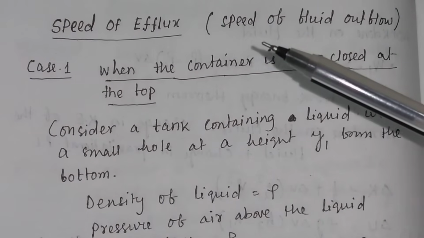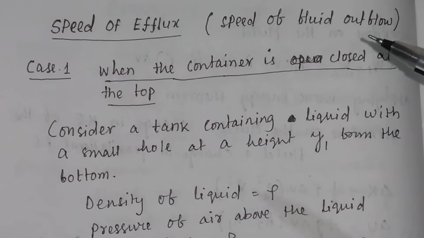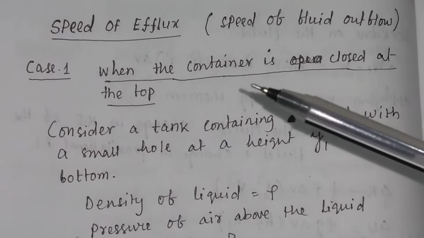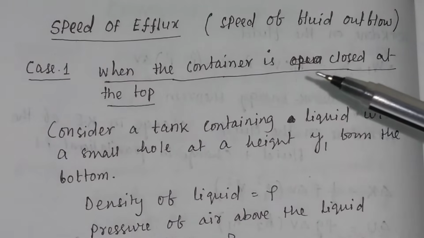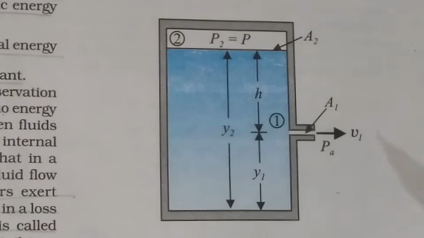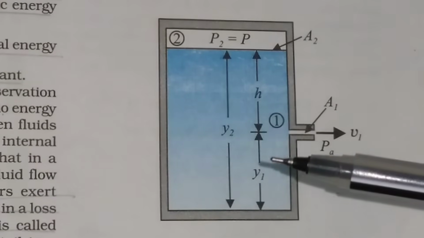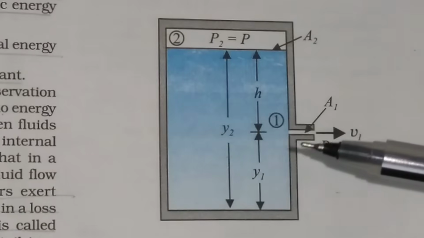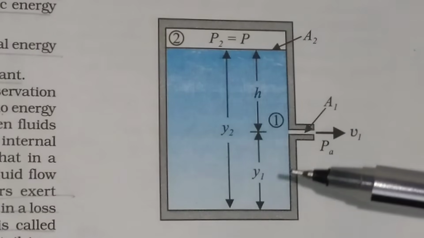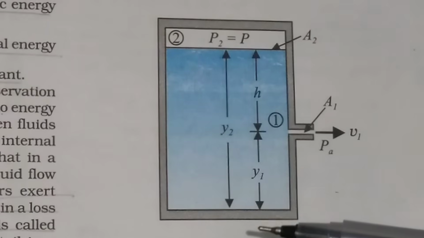Speed of efflux or speed of fluid outflow. First we will consider when the container is closed at the top. Consider a tank. This is a tank containing liquid with a small hole at a height y1 from the bottom. This is the bottom of the tank.